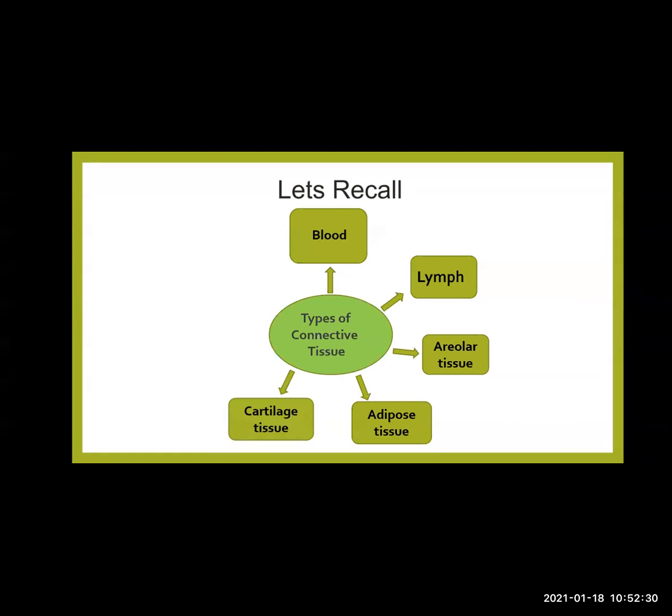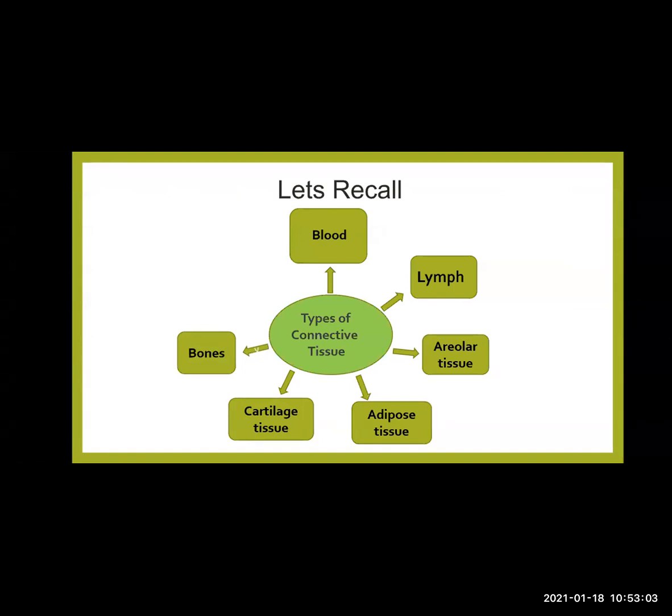Next is cartilage tissue. It is actually a fibrous tissue. It is present in between all the joints, at the tip of the nose, in the ear pinna. It gives shape to the organs as well as it provides lubrication to the joints, to avoid the friction of bones.